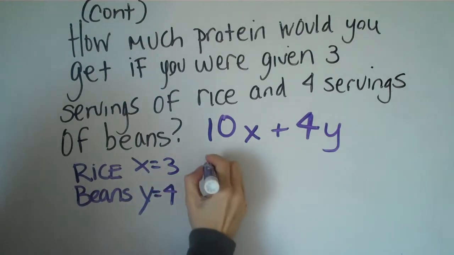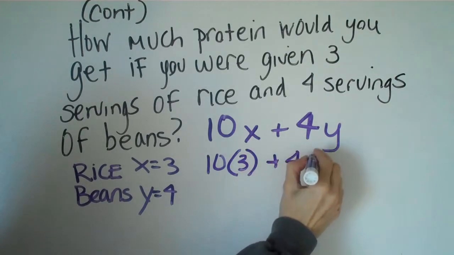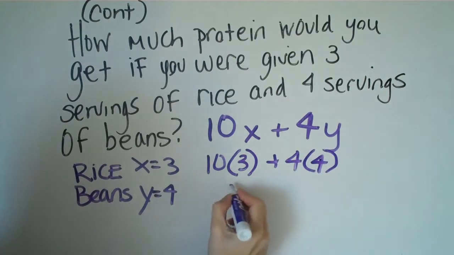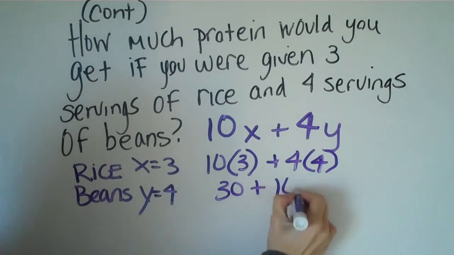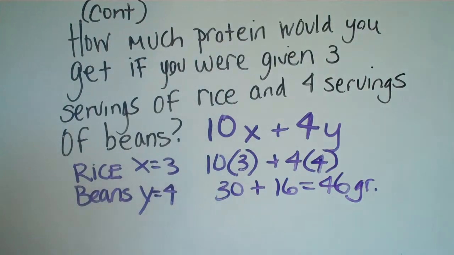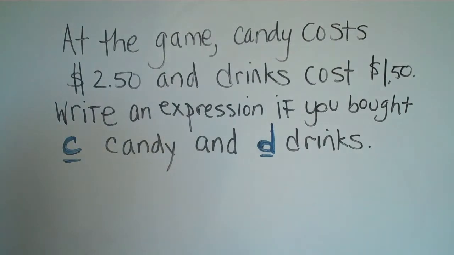Well, all we need to do now is substitute: 10 times X, which is 10 times 3, plus 4 times Y, which is 4 times 4. And we know how to do this. This would be 30 plus 16, which equals 46 grams of protein for 3 servings of rice and 4 servings of beans. Now I made up these levels of protein, so don't think they're completely accurate, but I'm sure you could look that up. You do get a good source of protein from that dish.